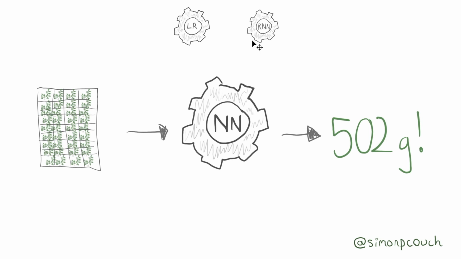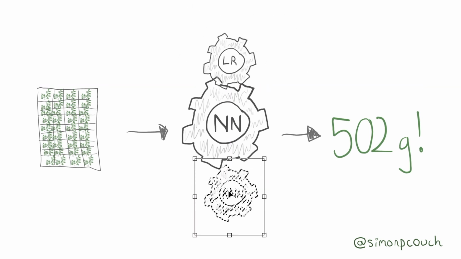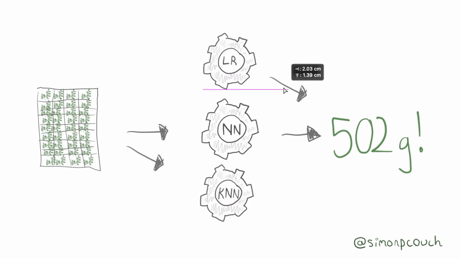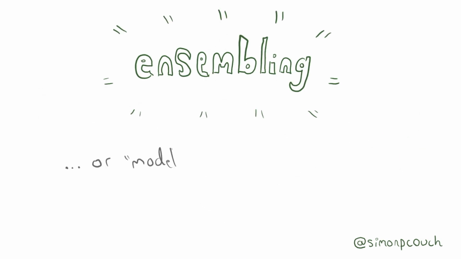Or, okay, hear me out. What if I could figure out some way to combine those outputs? I want to come up with some sort of model that generates predictions that are informed by each of these constituent models. This is the premise behind ensembling.